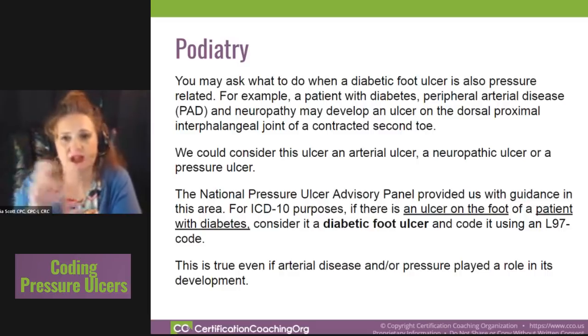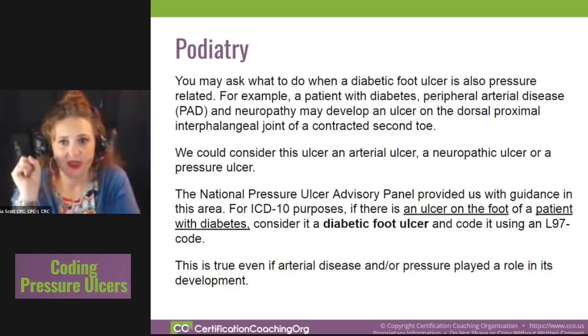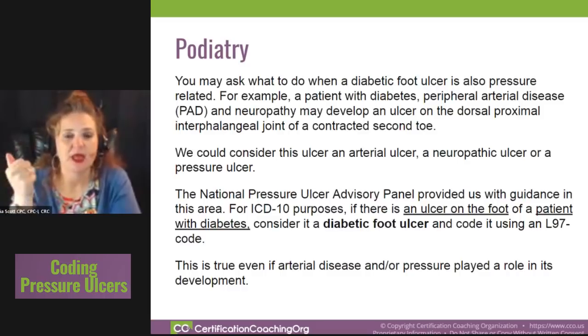So what do you do when you have a diabetic foot ulcer, and it's also pressure ulcer related? Okay, so the example they gave us is a patient with diabetes, PAD, and neuropathy may develop an ulcer on the dorsal proximal interphalangeal joint of a contracted second toe. So this is the second toe, and it pushed and caused it. So again, this is an ulcer that's arterial, neuropathic, and pressure. Which one are we going to code for?